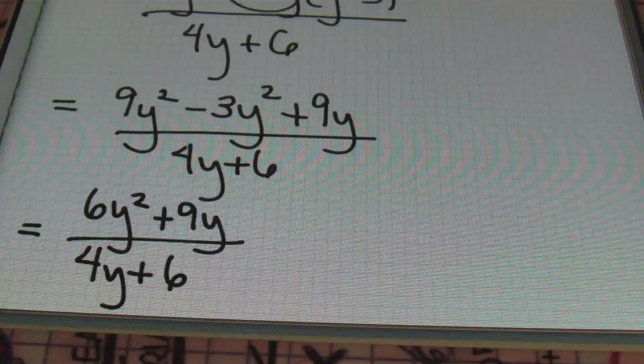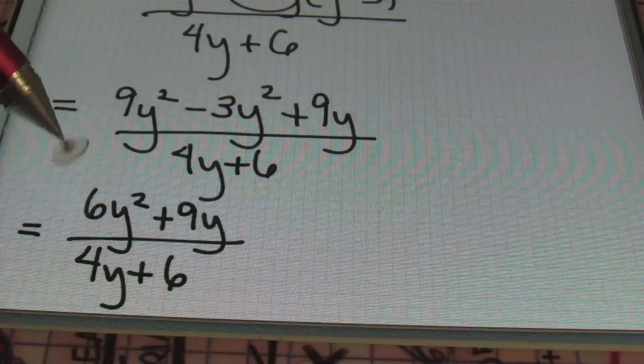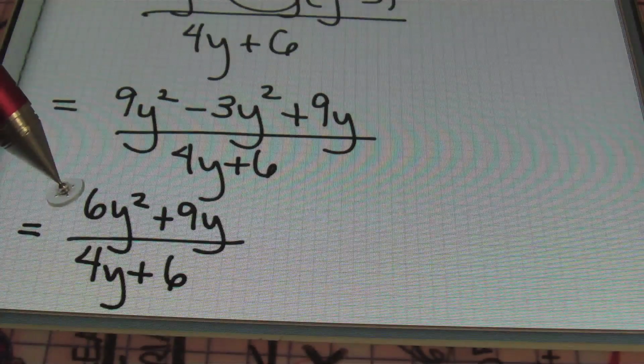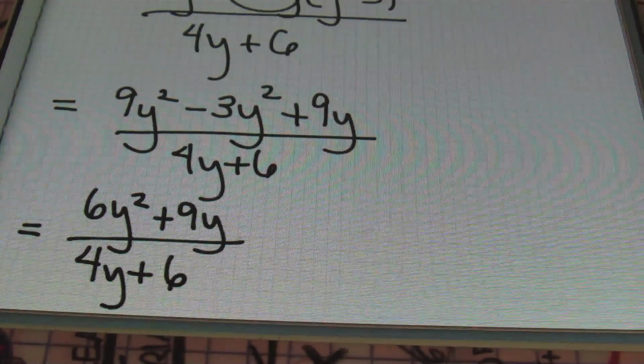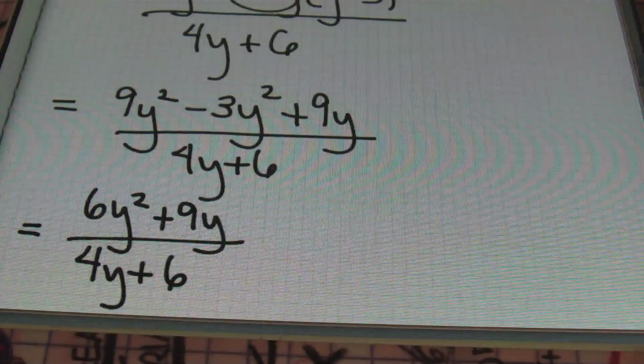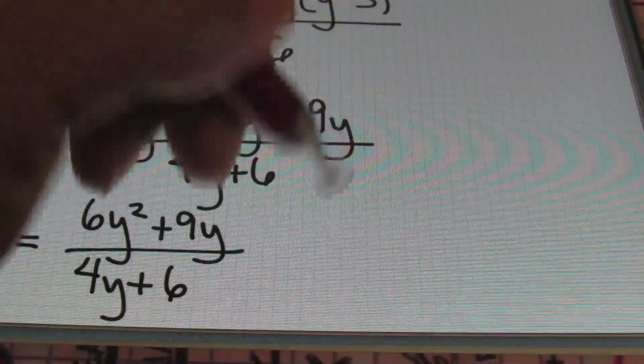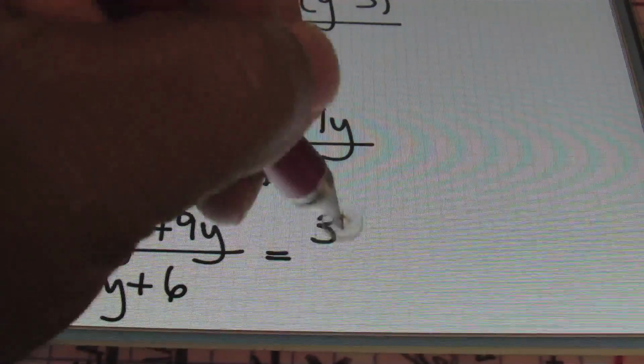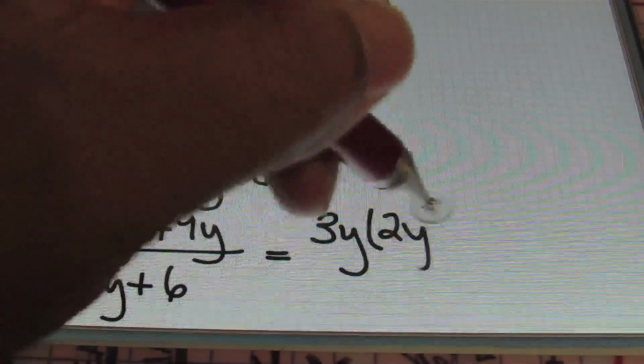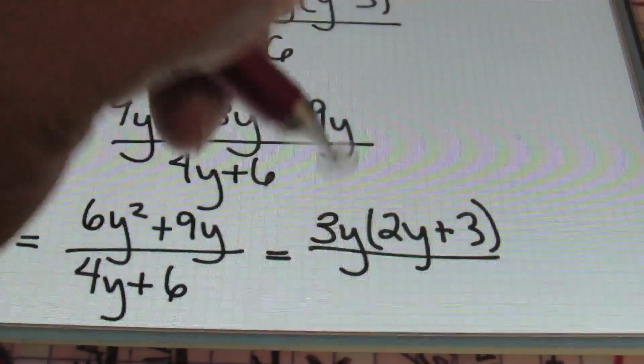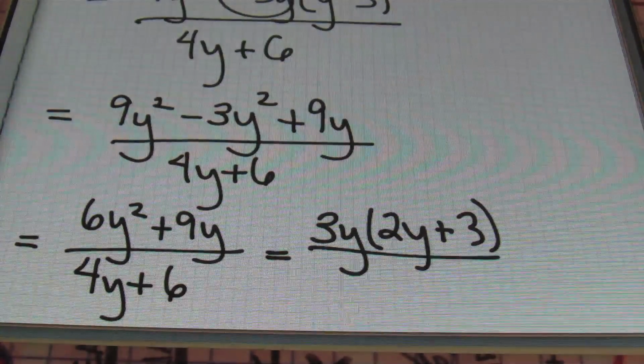Once I have this, notice that in the numerator and in the denominator we can factor. Let's go ahead and do that because we may have an opportunity to simplify this even further. So factoring out 3y out of the numerator, I have 3y times 2y plus 3. And then in the denominator, I can factor out 2.